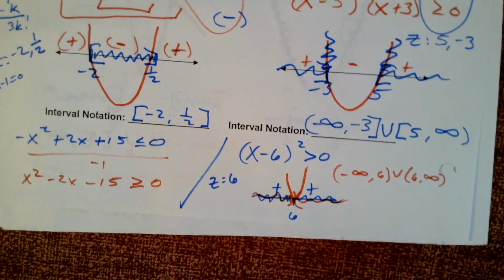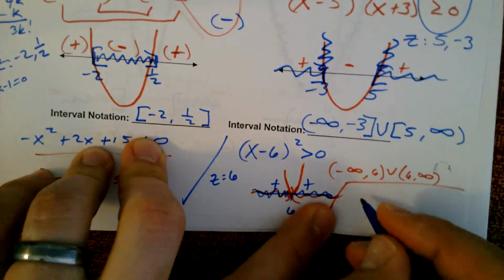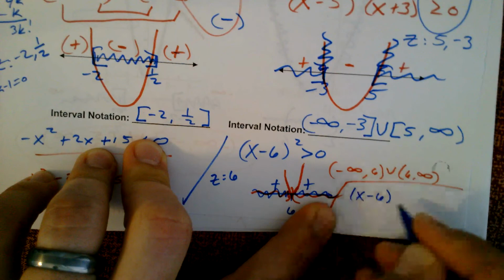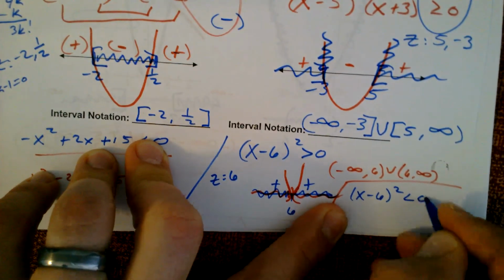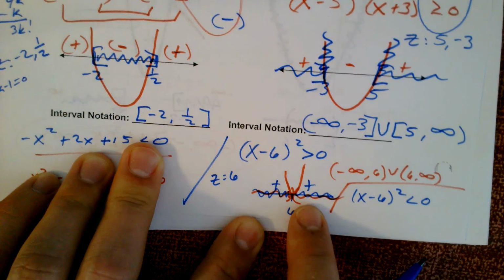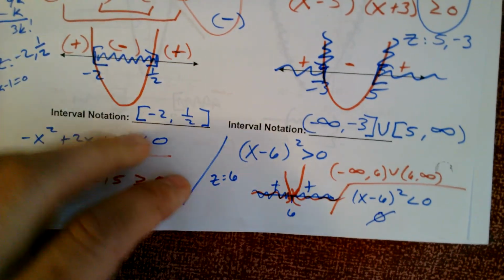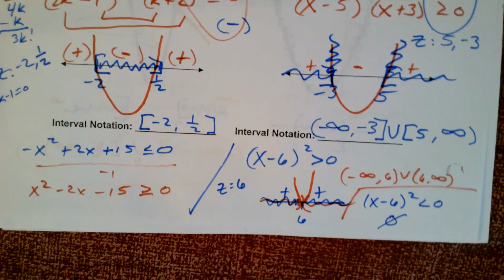Okay? Now, if they ask that same question, where is x minus 6 squared less than 0? Where is this graph below the x-axis? Well, the answer is nowhere. The answer is no solution. You can't find it below the x-axis.